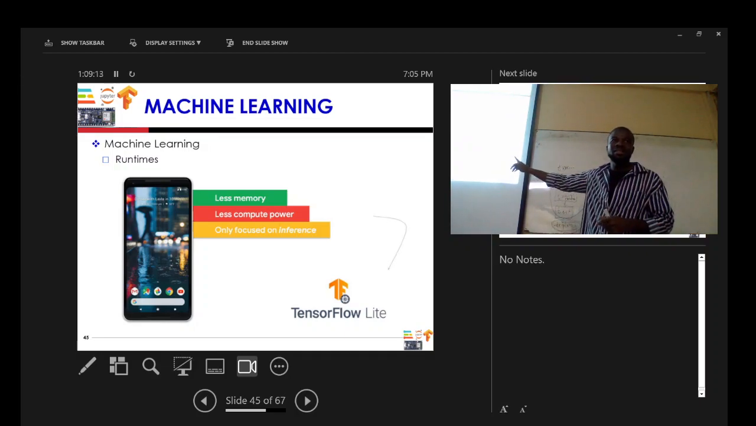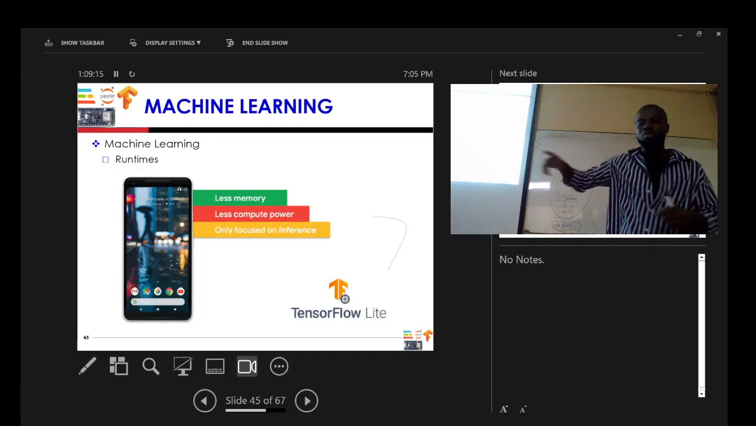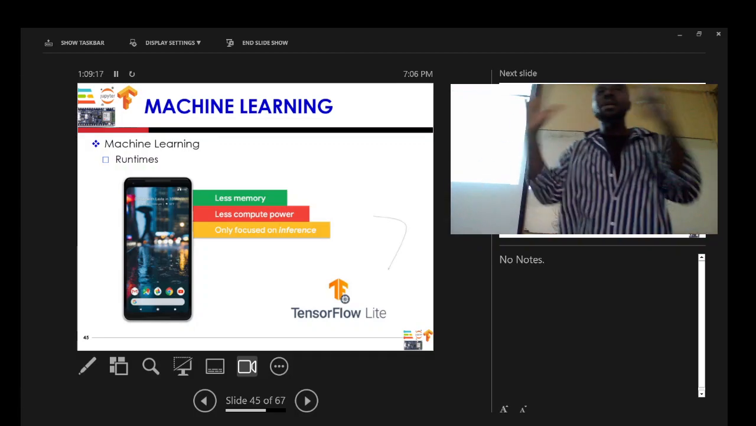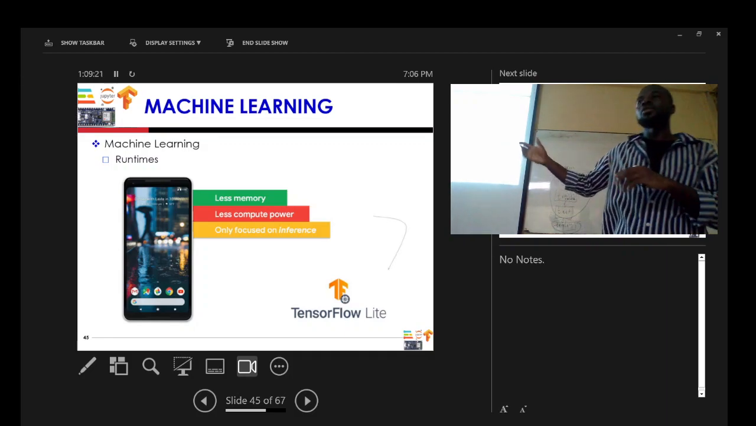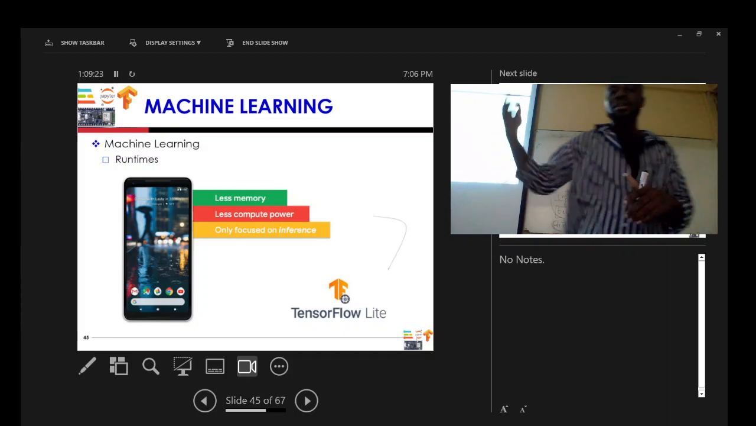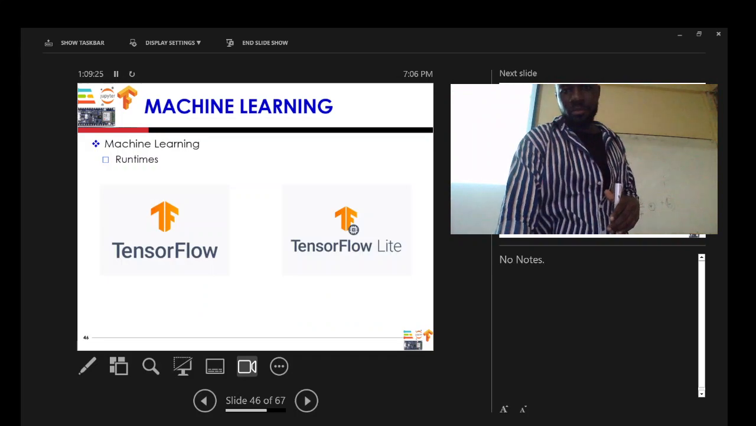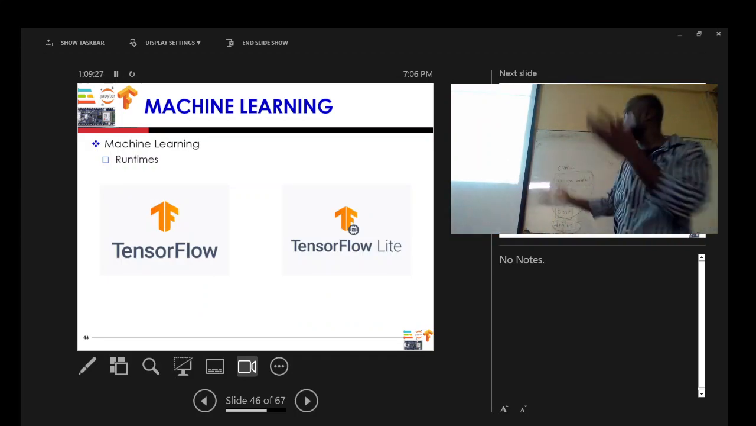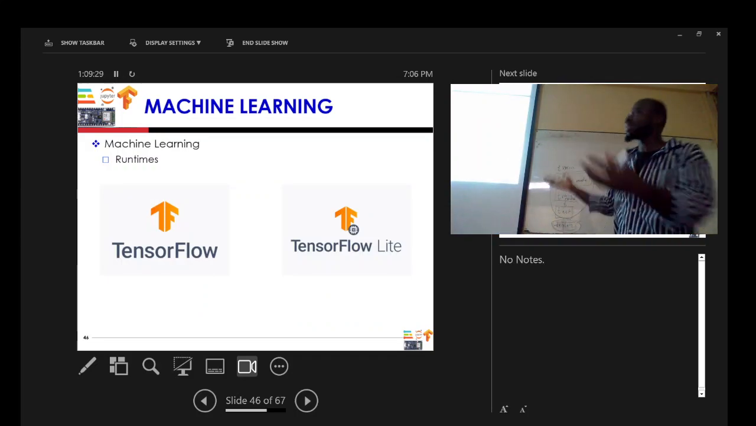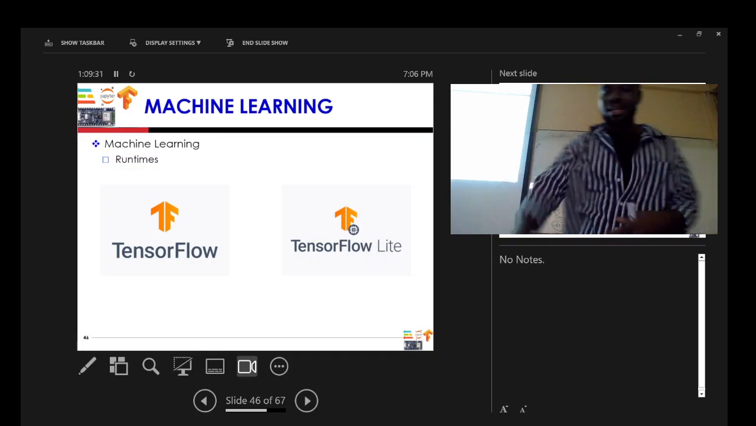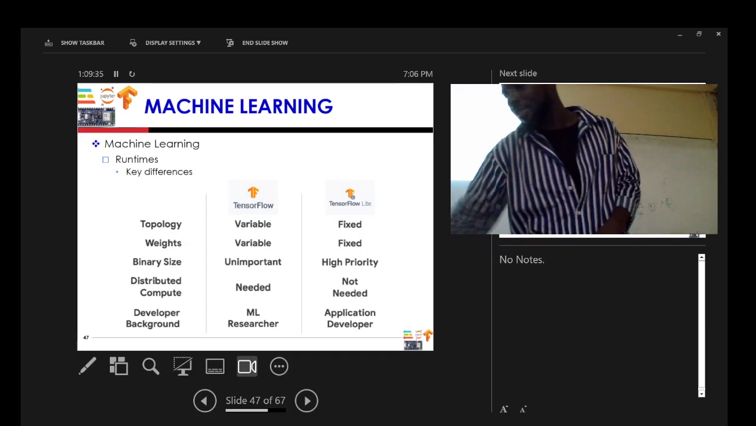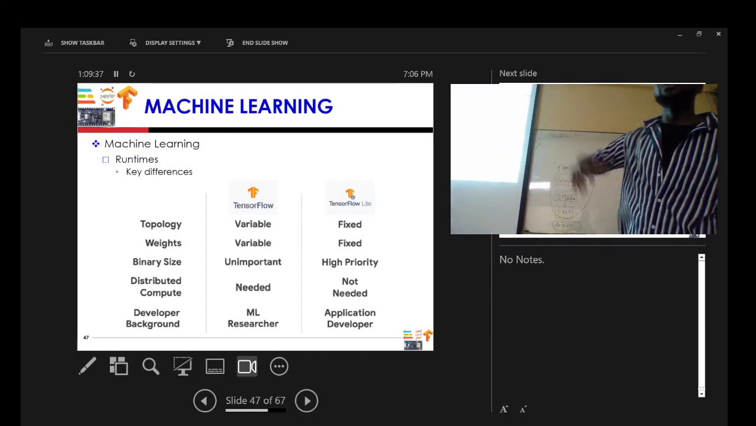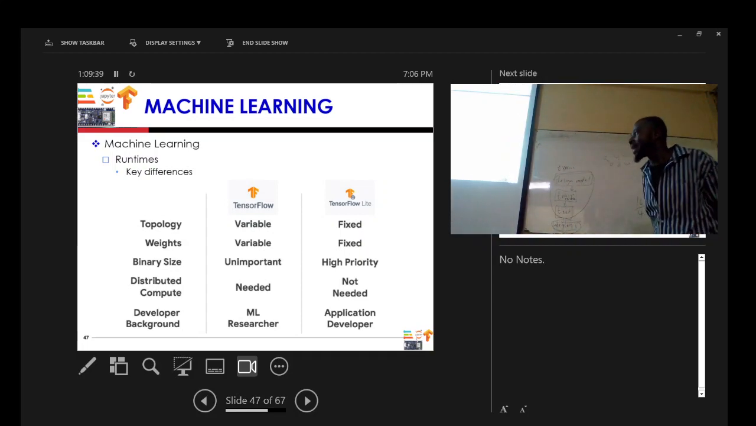Have you seen it? TensorFlow Lite. That is small enough to run on phones. The TensorFlow framework is too big to run on phones. So use the TensorFlow Lite framework to run on the phone. Right? So it means that we have these two frameworks, TensorFlow and TensorFlow Lite, and then we obviously have some differences between the two.